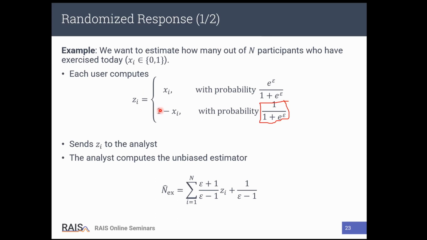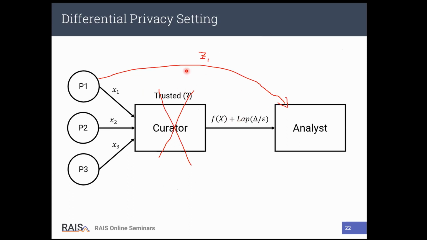It's local simply because normally what you have is that this curator takes all this data, computes the query, and then adds the noise. This is how it's done in basically decentralized differential privacy. Instead, what you have in local differential privacy is that the user computes locally this random variable z, so it doesn't need to send the data to any curator.